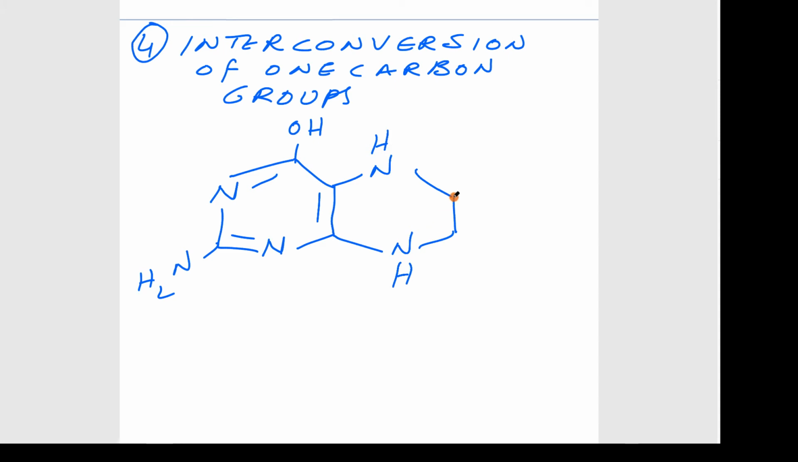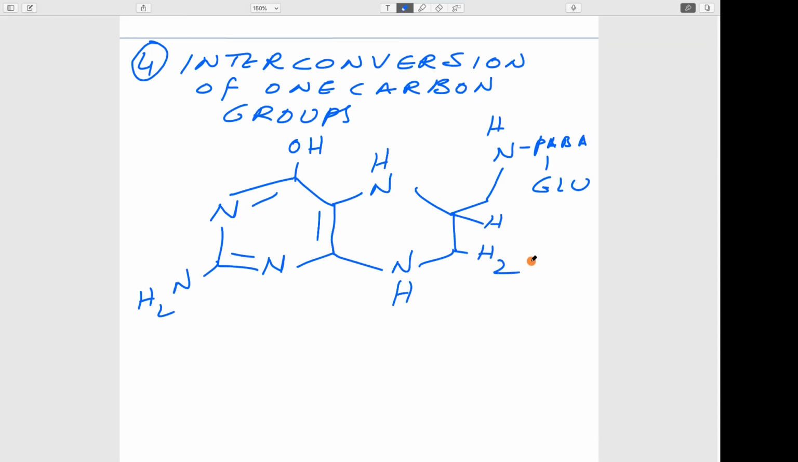Then there is para-aminobenzoic acid and also glutamic acid. The glutamic acid number may change. Let us see the numbering of this one, which is important for us to know about this aspect. Here it is 5, 6, 7, 8, 9, 10.